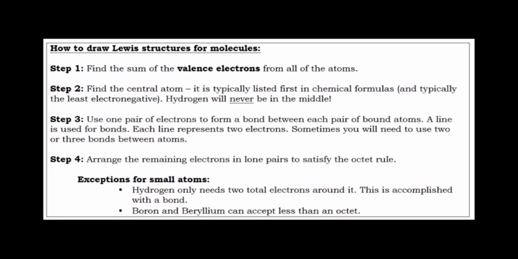Now we're going to talk about the directions for how to draw Lewis structures for molecules. So the very first thing you're going to do is to find the sum of the valence electrons from all the atoms in the compound. So go ahead and look at the examples that are listed below this box. There's a whole bunch of them, and the first thing we're going to do is find all of their valence electrons.